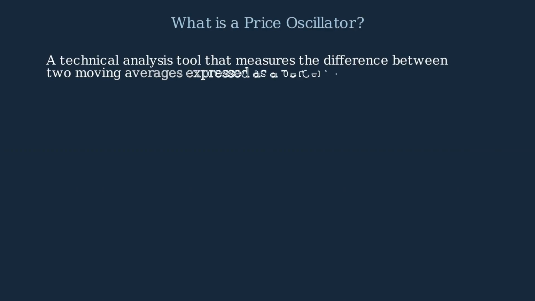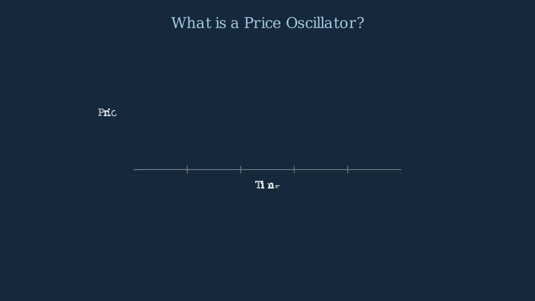What is a price oscillator? A price oscillator is a technical analysis tool that measures the difference between two moving averages, expressed as a percentage or in absolute points. To understand price oscillators, we first need to look at a price chart and two moving averages.